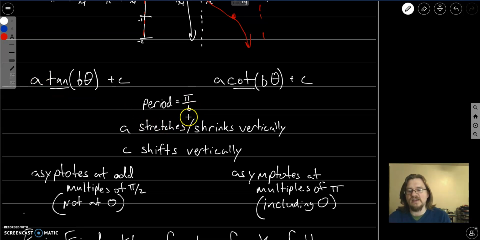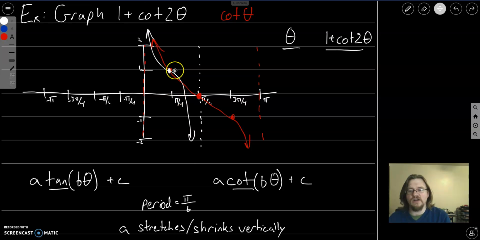A is going to shrink or stretch the tangent or the cotangent vertically. So if we multiply by 2, we are stretching the whole thing up. If we multiply by a number that's less than 1, say 1/2, we're going to shrink it down. And if we multiply by a negative number, it will flip the whole thing over. All of the positive numbers become negative, all the negative numbers become positive. C, if you add c to a function, we just shift it by c vertically. So if you add 1, just like up here, we shifted our whole function up 1.